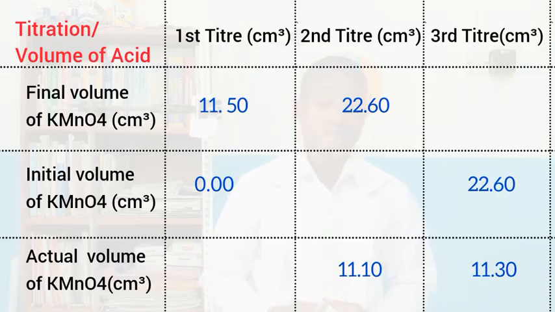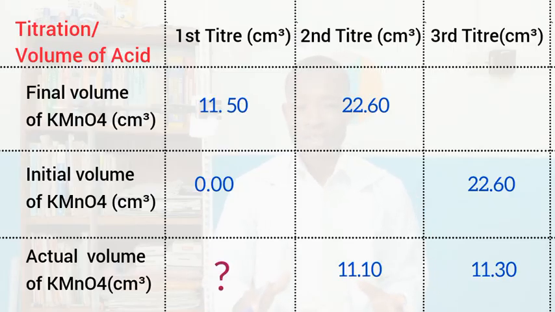During the first titration, the final volume of potassium manganate 7 obtained was 11.50, as you can see displaying on the screen. The initial volume at the time was 0.00. Now you are expected to complete the actual volume of potassium manganate 7 used during the first titration. And that is why you see the gap there for actual volume of the potassium manganate 7 used. So you are to obtain it. We're going to find out how we get that.